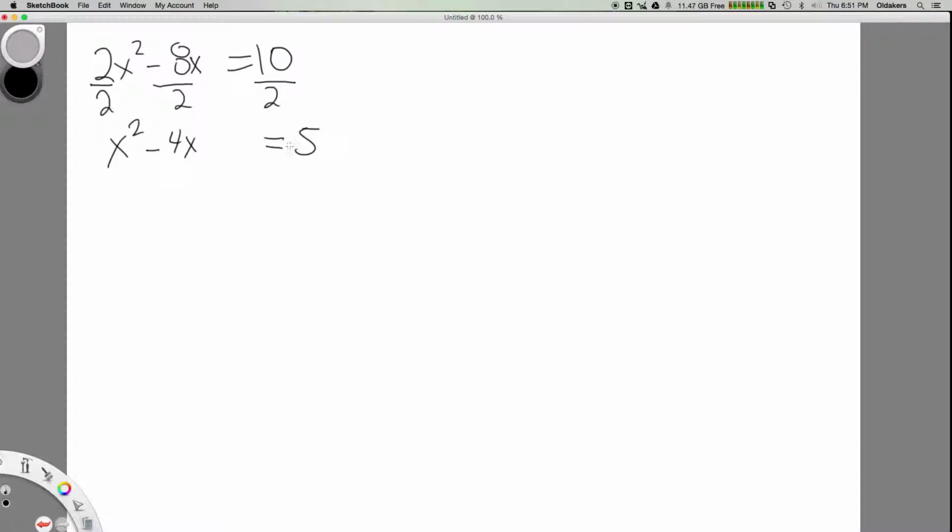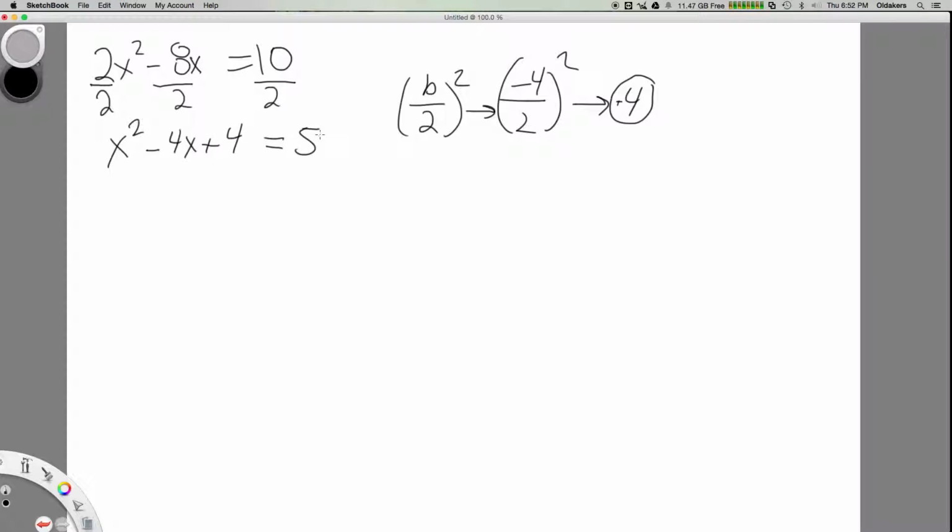Alright, from here, it's the exact same process as before. You're going to take b, you're going to divide it by 2, you're going to square it, and that's the term you're going to add to the left and right side. So b is negative 4. Negative 4 divided by 2 squared. Negative 4 divided by 2 is negative 2. Negative 2 squared is positive 4. I'll actually write it there that time. Good old positive 4. So add 4 to this side, add 4 to that side, and start factoring and simplifying.